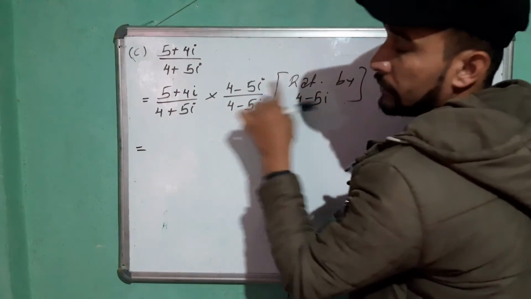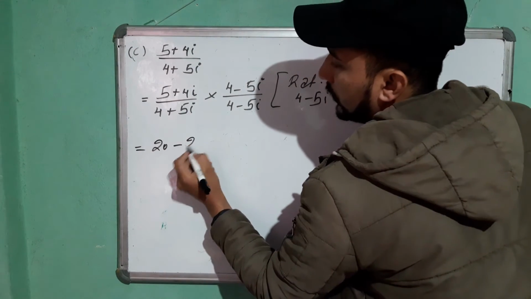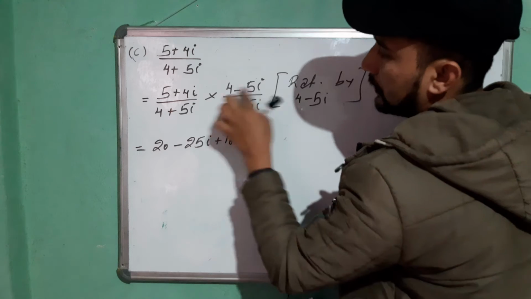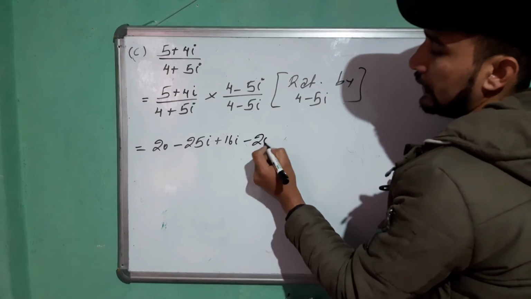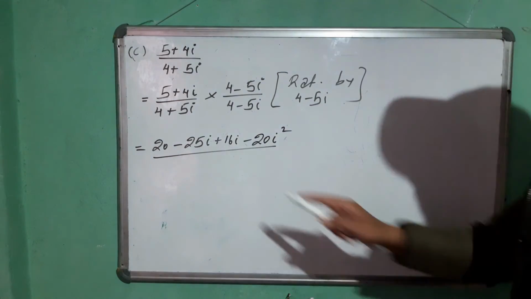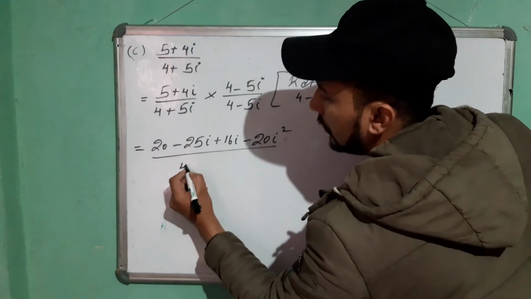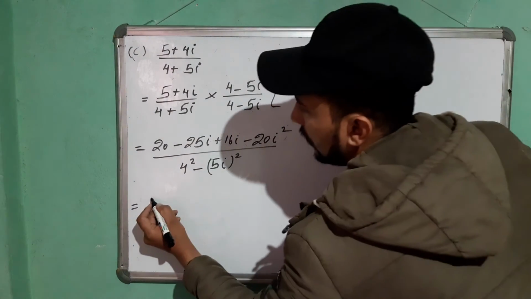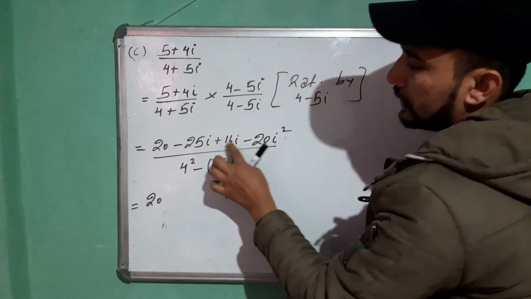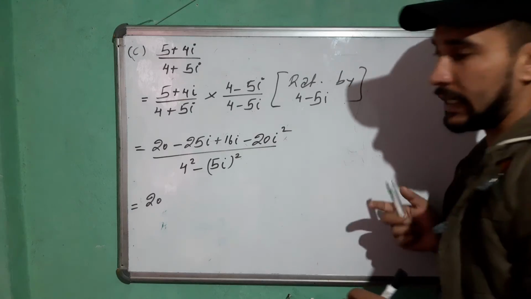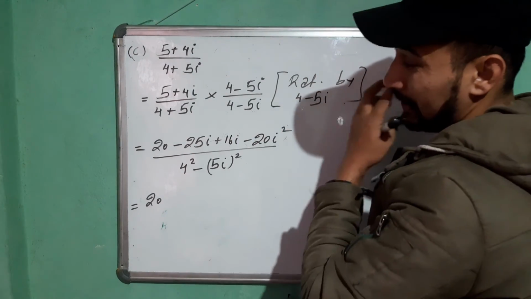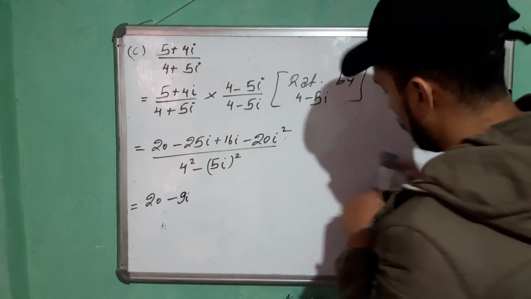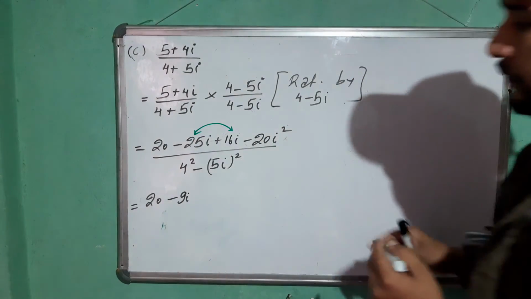Open the bracket, this into this, 5 4s are 20, minus 5 5s are 25i. Again 4 will multiply here, 4i will multiply this, plus 4 4s are 16i, minus 4 5s are 20 i square, divided by, in denominator you have a plus b, a minus b, so it will be a square minus b square. Okay, 20 will remain as it is, minus 25i plus 16i. It follows algebraic addition or subtraction, okay. So minus 25 plus 16 will be how much? Minus 9i.